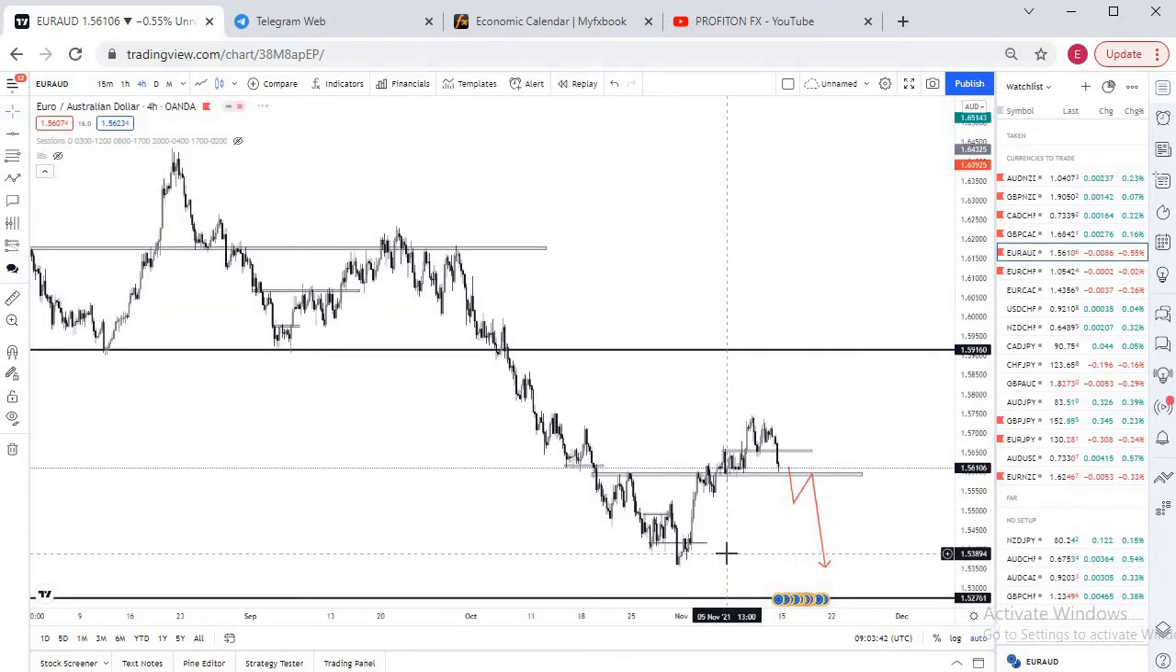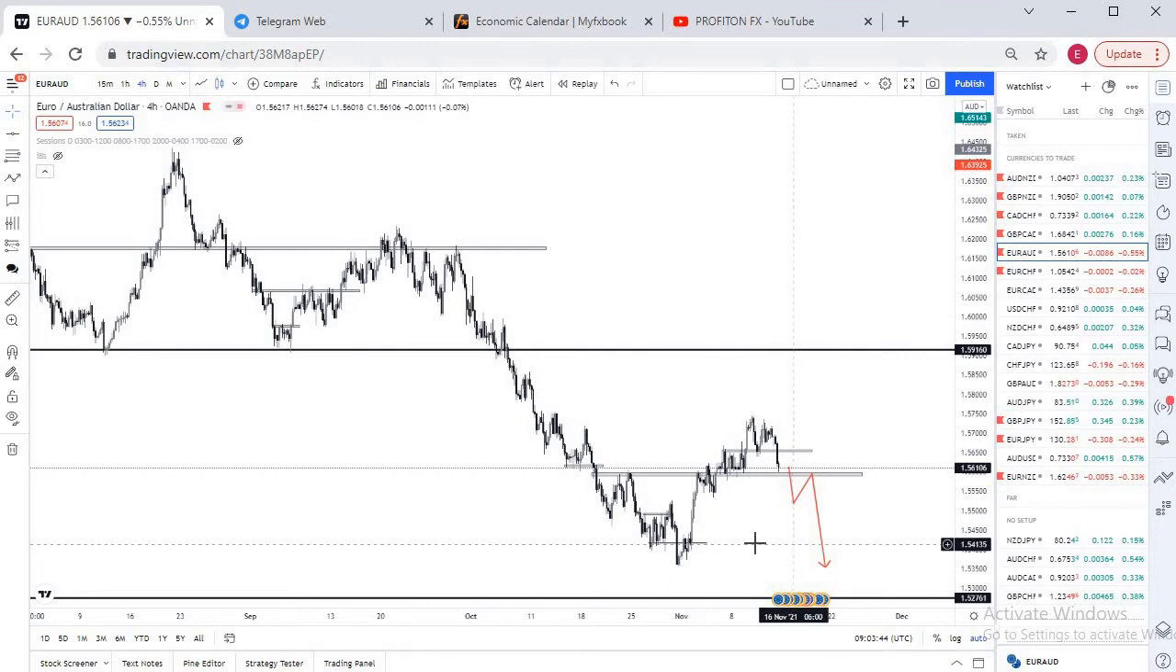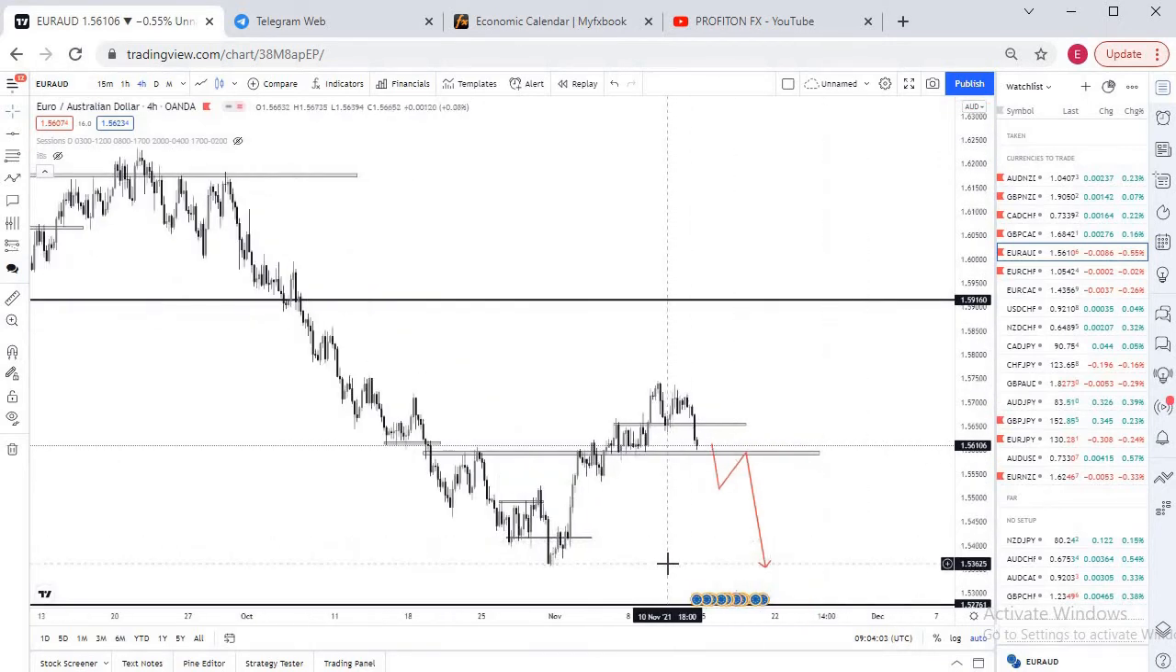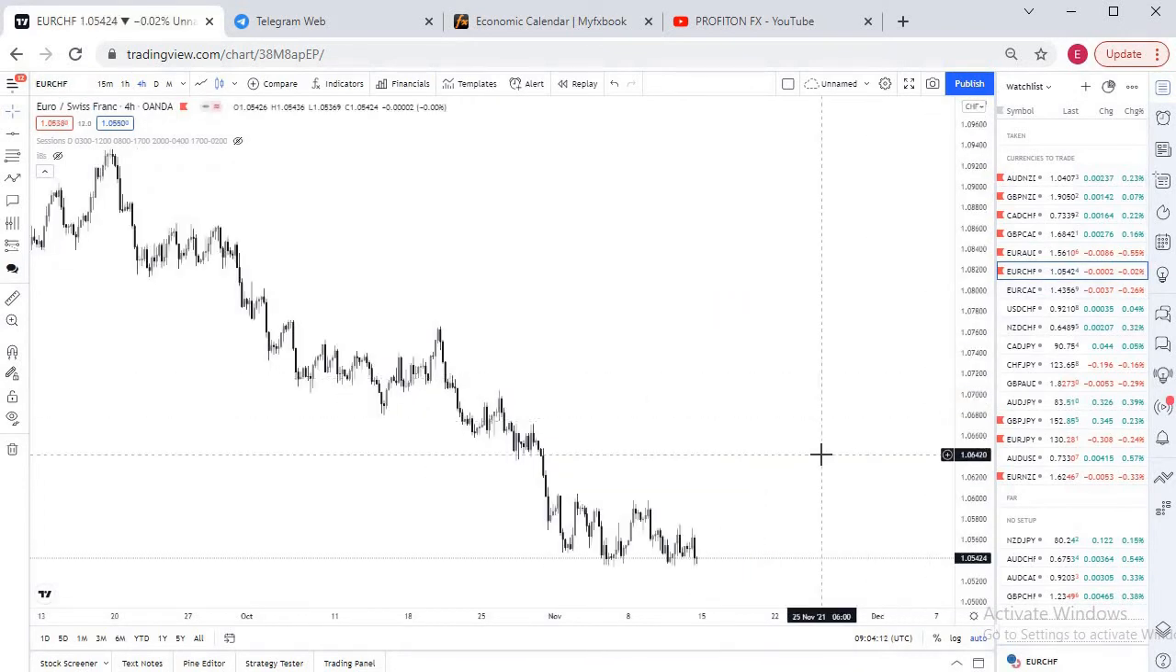I don't have a profit target, but hopefully I'll put it at around this level here, the previous major low here, so that probably price will find a bit of support here, and we may see price bounce back. So if it provides a good risk reward ratio, I'll be looking to exit my trade at around this area here. I move on to Euro Swiss franc.